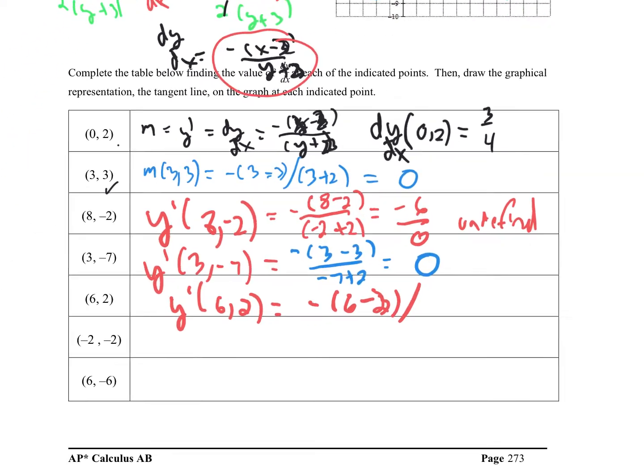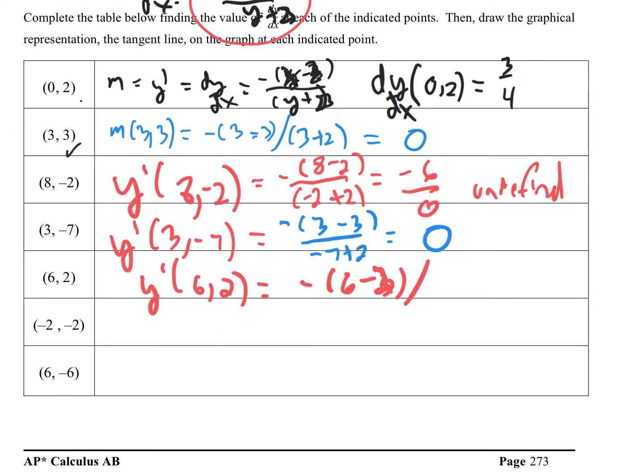It is minus 3. What am I doing? 6 minus 3 over 2 plus 2. That's easy. That's a 4. Gives me a negative 3. No. 6 minus 3 is 3. Yeah, negative 3 over 4. Well, at least it's negative.